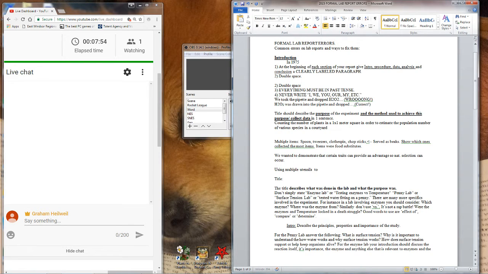Using multiple utensils to collect... using multiple utensils. This is why I was going to restart, because I know I already boxed myself into a weird corner with the writing, but I'm going to see if I can keep going anyway. Using multiple utensils such as tweezers, clothespins, spoons, and chopsticks.